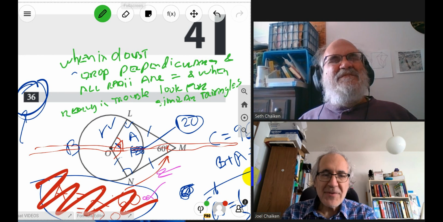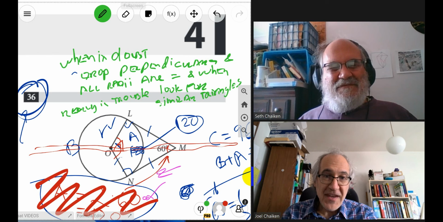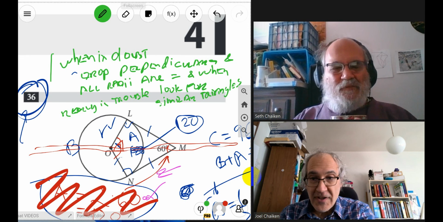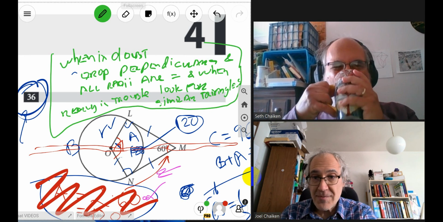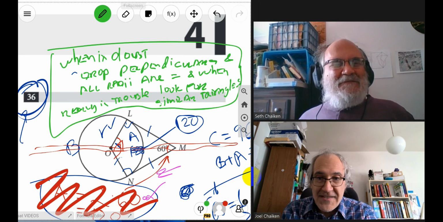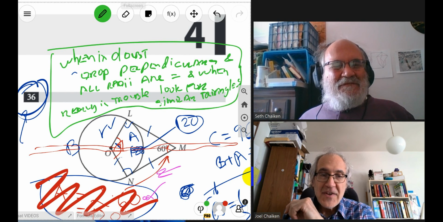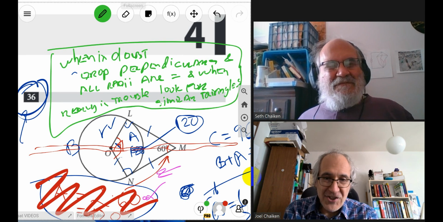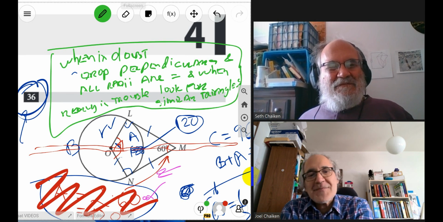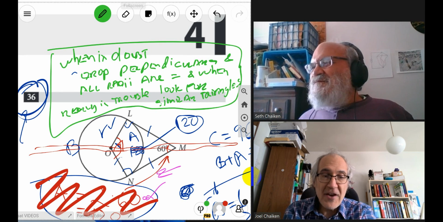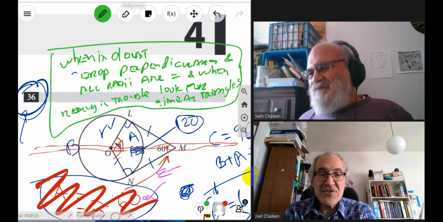So now I'm going to give the thing I always say, which really helps a lot in geometry problems. When in doubt in a geometry problem, draw perpendiculars and remember all radii are equal. Really, trust me, look for that. And when really in trouble, look for similar triangles. If you see a geometry problem that you can't do, look for similar triangles. But seriously, when in doubt, drop perpendiculars and all radii are equal. Dropping perpendiculars is great because it forms right triangles.